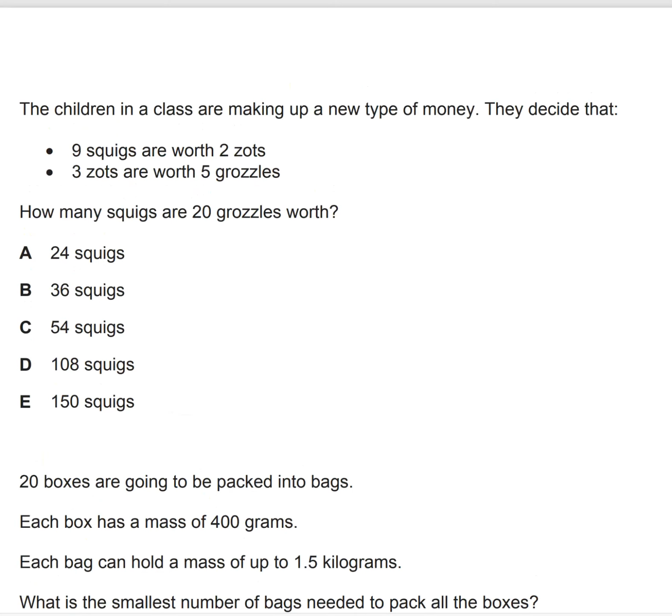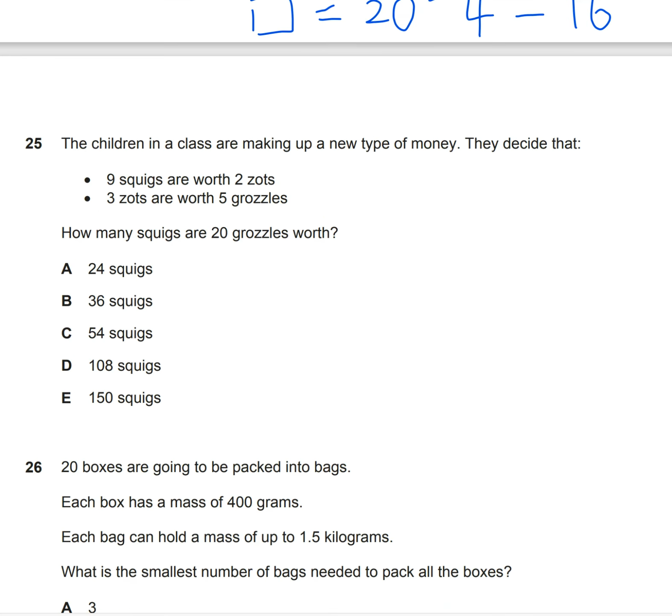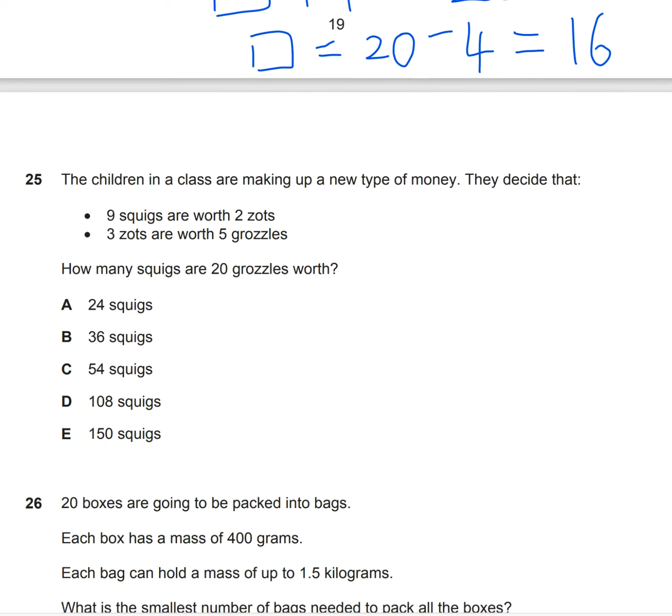Right, let's zoom in on 25. So, 25. The children in a class are making a new type of money. They decide that 9 squigs are worth 2 zots and 3 zots are worth 5 groggles. How many squigs are 20 groggles worth?